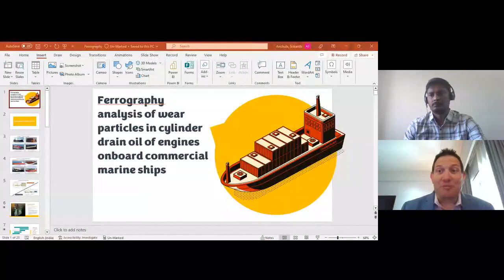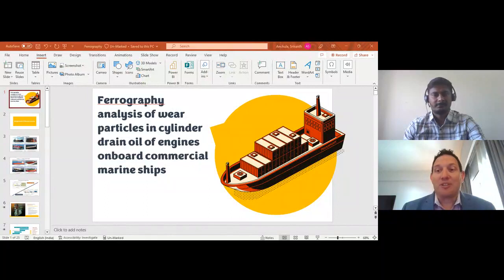Really pleased to have with us Srikanth Anchula. He's a senior chemist with the Viswa group, and he's intrigued all about oil analysis. Today he's going to be talking to us about ferrography analysis of wear particles of cylinder lube oil systems in commercial marine ships. Thank you so much for joining us, and please take it away.